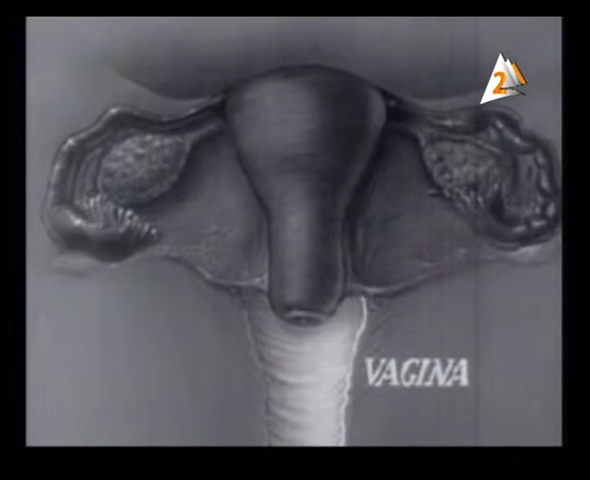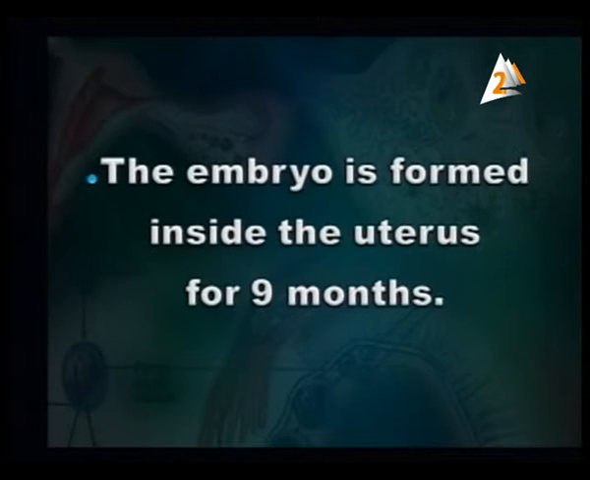The embryo is formed inside the uterus, or rather it is kept inside the uterus to complete its development for 9 months.